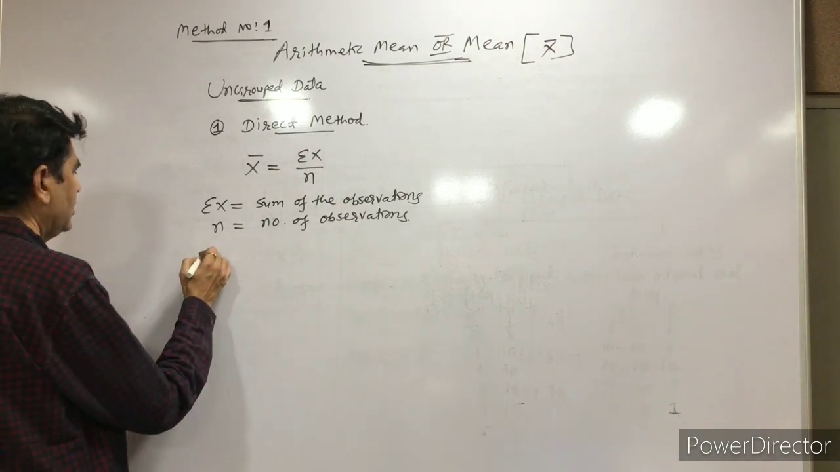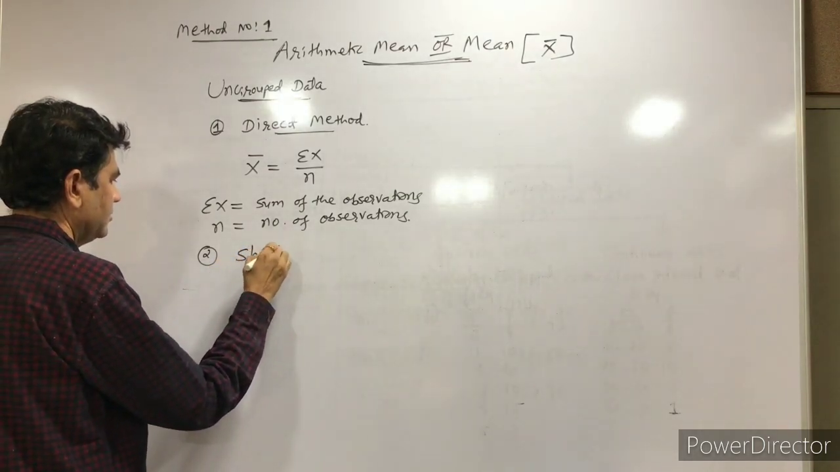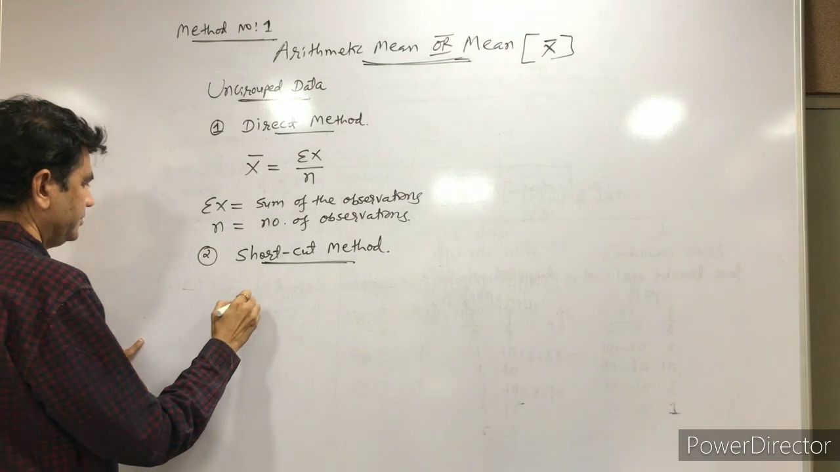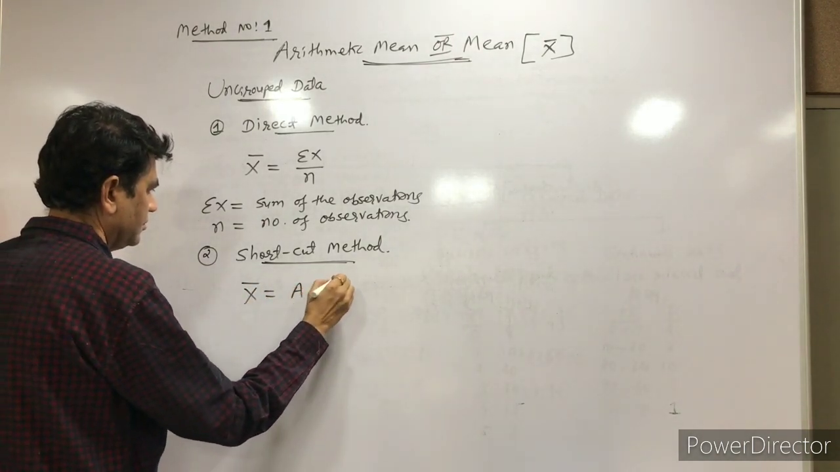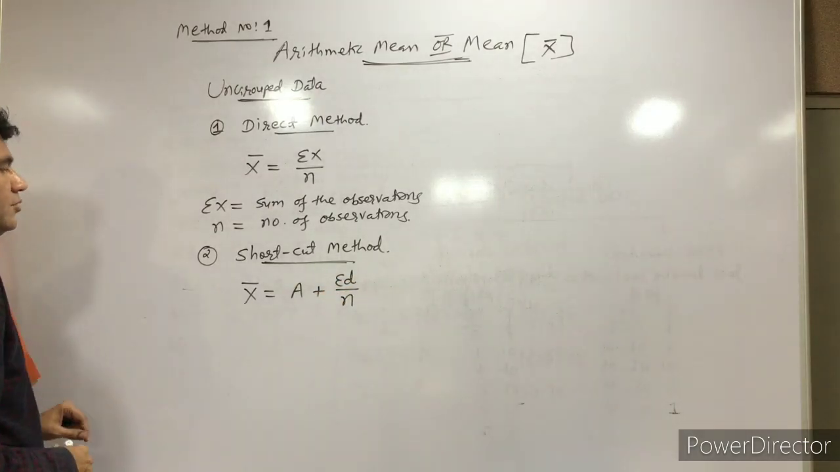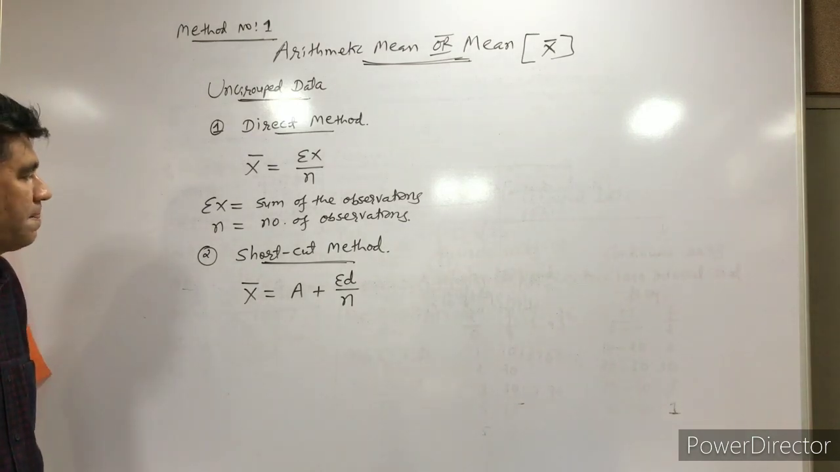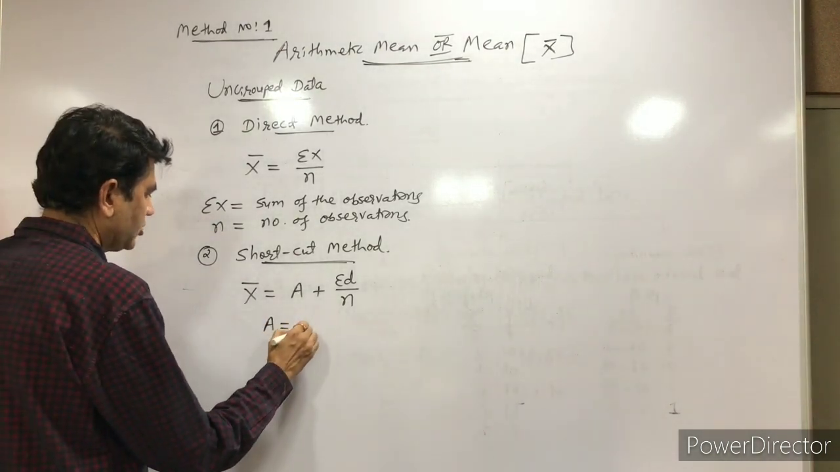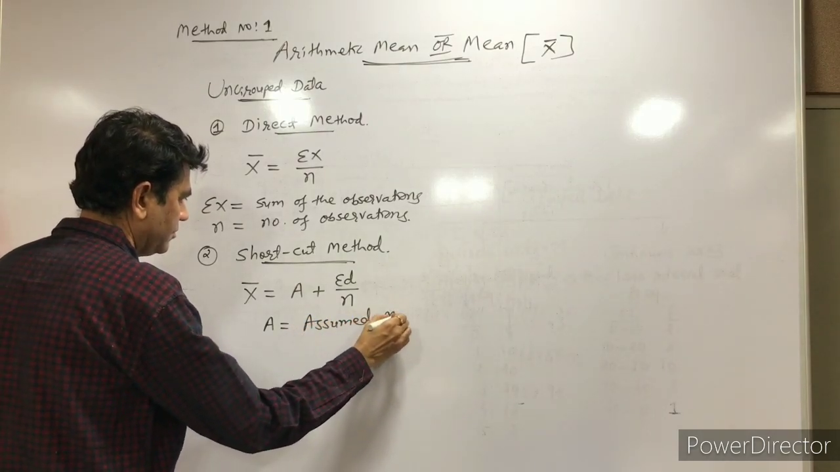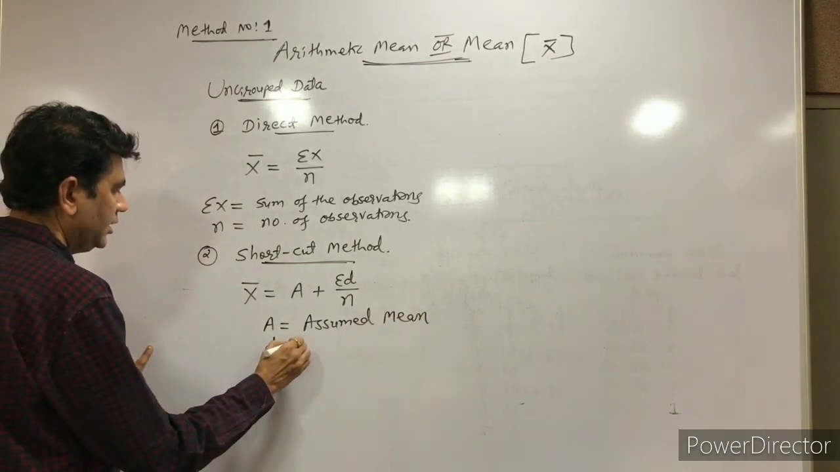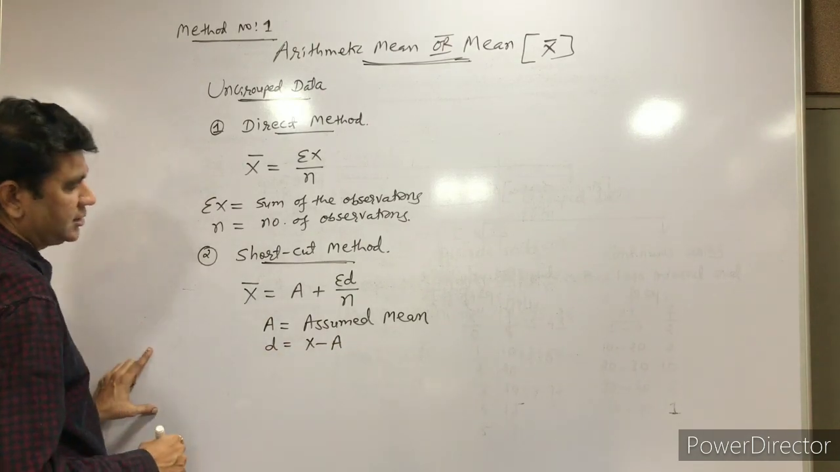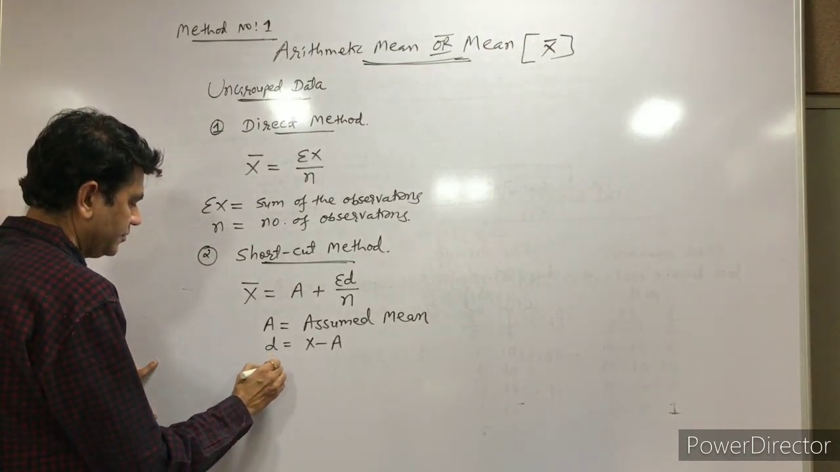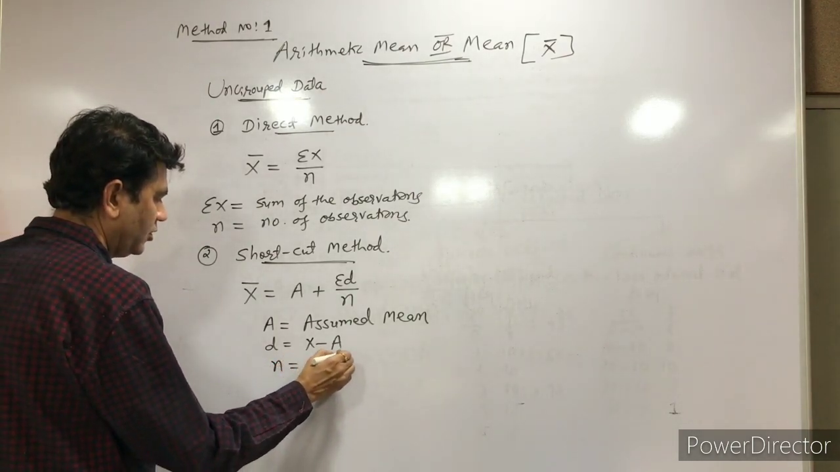And another method is called the shortcut method. Formula for shortcut method: x bar is equal to a plus sigma d upon n, where a is called the assumed mean. d is equal to x minus a. d means the difference between observations and assumed mean. That is why it's called d. And n is equal to, as usual, the number of observations.